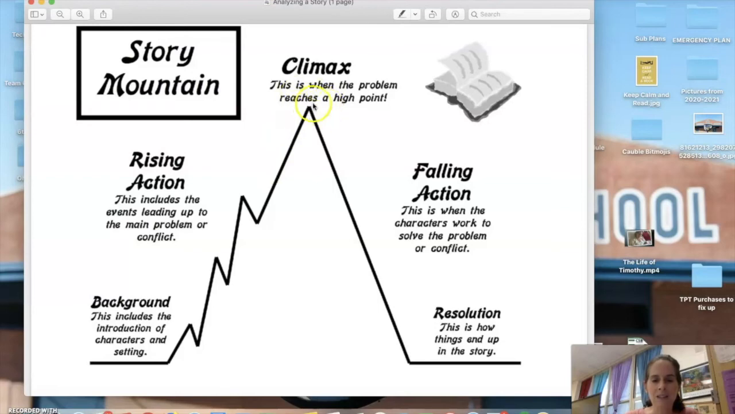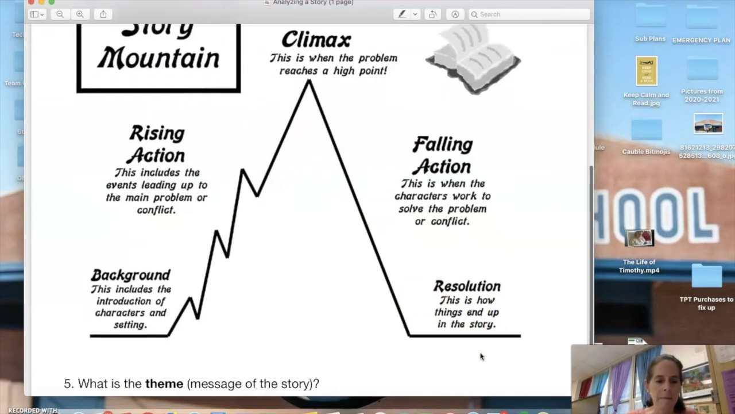The climax is the most intense part of the story, the high point of the story. And then after the climax, everything kind of begins to wrap up. The conflict begins to be solved. Things begin to finish. And the resolution is the ending of the story. How does the story end?